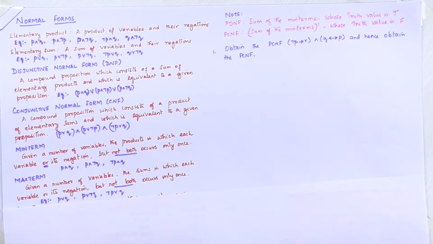So what is an elementary product? What is an elementary sum? What is the disjunctive normal form? What is meant by the conjunctive normal form? What is a minterm? What is a maxterm? These are the six terminologies one should be aware of before we enter into the principal disjunctive normal form and principal conjunctive normal form. So I'll give you the comparison of the elementary product and the minterm again.